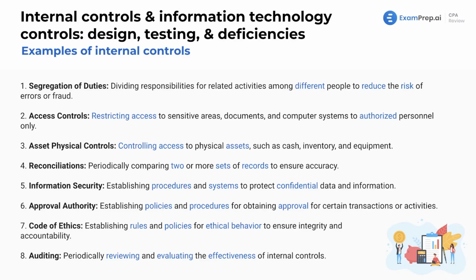As promised, we've got some examples of internal controls so you can visualize these as we go through our lesson here. Think about these as all legitimate and commonplace internal controls within an entity. First, and I'd say most important, but that's just me. It's not like it actually is the most important. Segregation of duties. We talk about this a lot throughout the entire exam, and then you've got other exams that talk about this. Dividing responsibilities for related activities among different people to reduce the risk of errors or fraud.